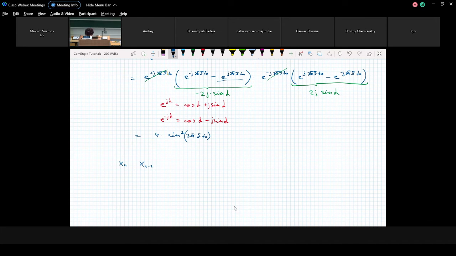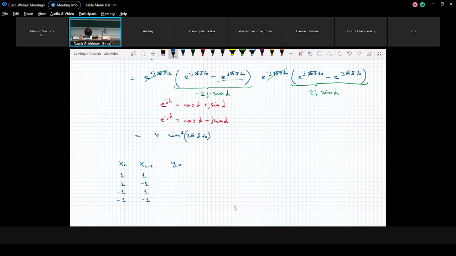And finally, try to find what will be the result y of n. Because these two symbols are independent, we just need to consider all possible options. So for the first signal we have 1, for the second also 1. For the first 1, for the second minus 1. For the first minus 1, for the second 1. And for both of them we have minus 1 and minus 1.